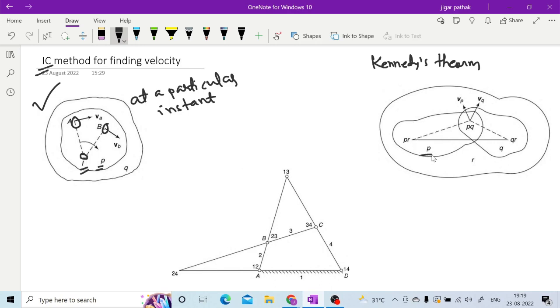Here you have three different links, P, Q and R. Link R is the fixed link. P and Q have motion, or relative motion, with each other. P is rotating around the fixed point PR, and Q is rotating around the fixed point QR. So PR and QR are nothing but the instantaneous centers of rotation between link P and R, and between link Q and R.